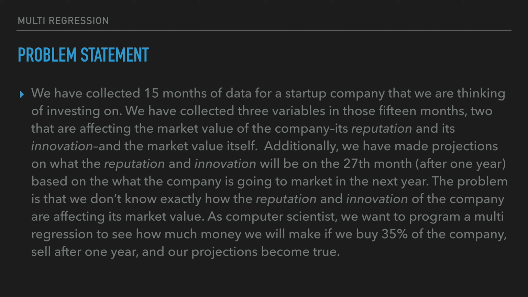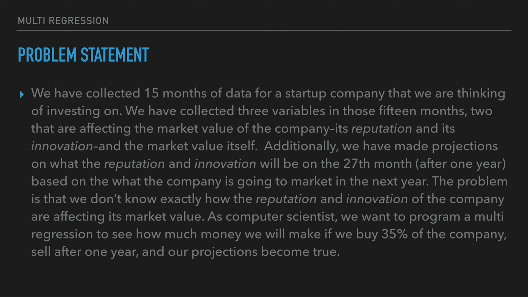Additionally, we have made projections on what the reputation and innovation will be on the 27th month, meaning 1 year after today. So, based on what the company is going to the market with within the next year. These are pretty much business projections that we are making based on what products or what services they're going to be offering. This is just an estimation, and thus the market value, even though we're going to solve it, is also going to be slightly speculative, let's say.